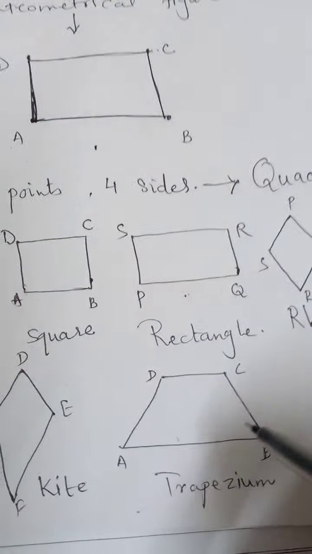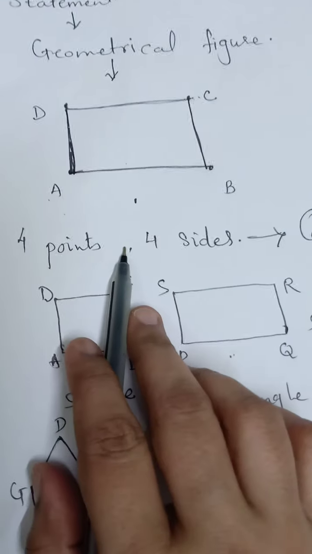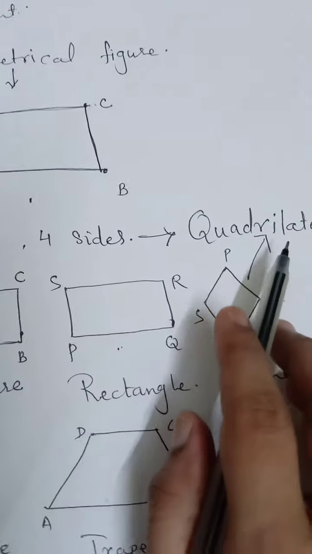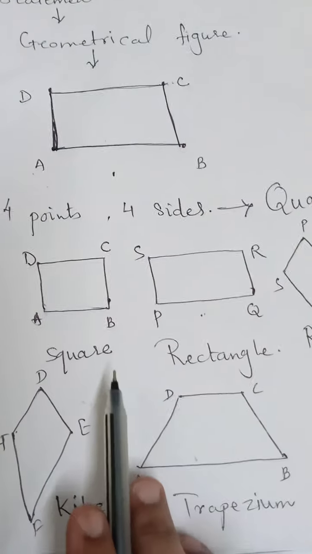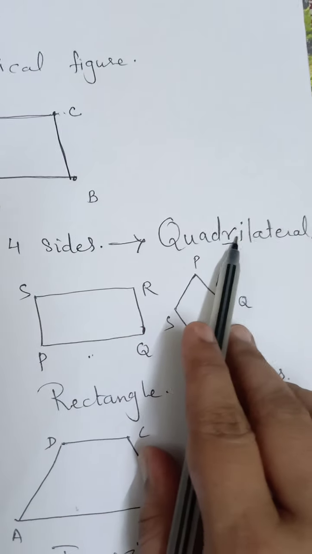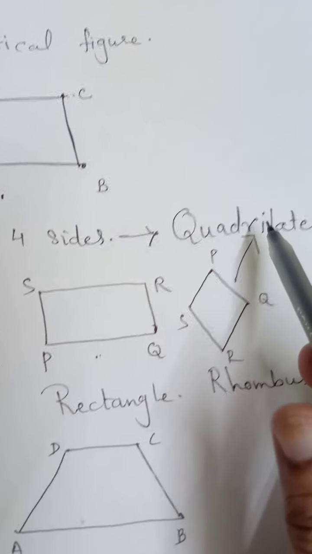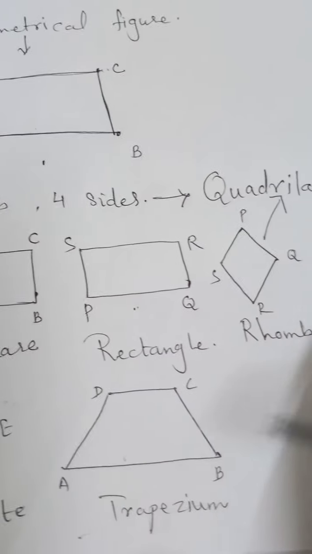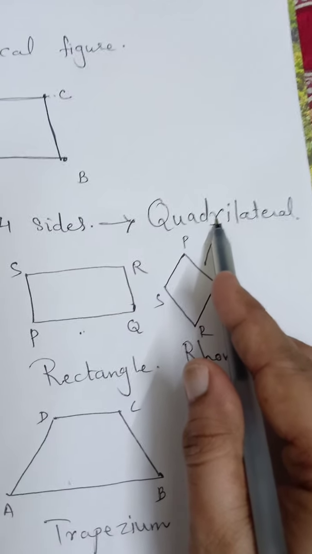That means all these are types of quadrilateral, because the definition of a quadrilateral is a geometrical figure having 4 points or 4 sides. Whenever the statement is about any of these figures, we will use the word quadrilateral, because all these figures are types of quadrilateral. Remember, whenever the statement is about a square, rectangle, trapezium or rhombus, anyone, it is nothing but a quadrilateral, so we have to use the word quadrilateral.